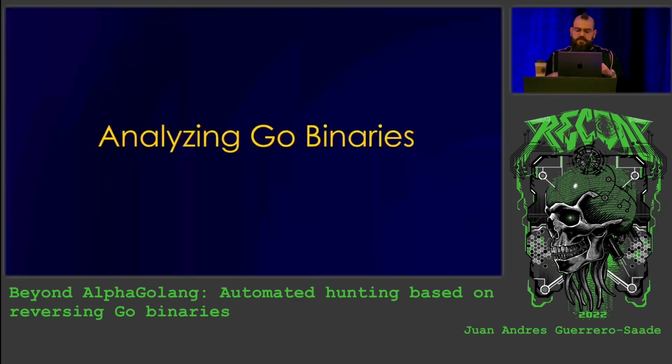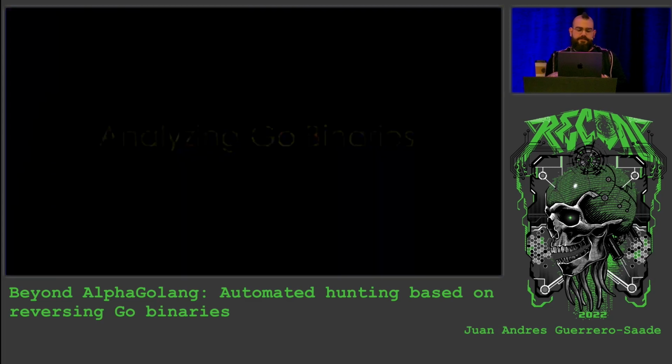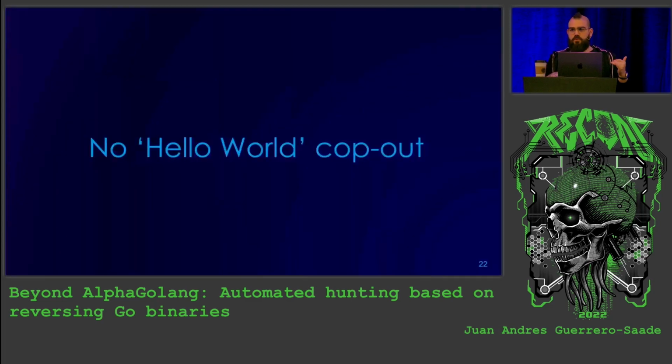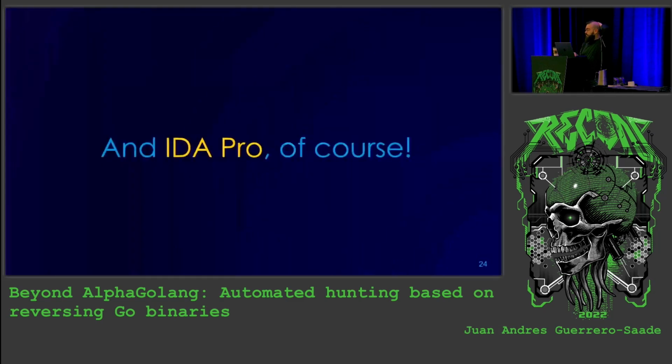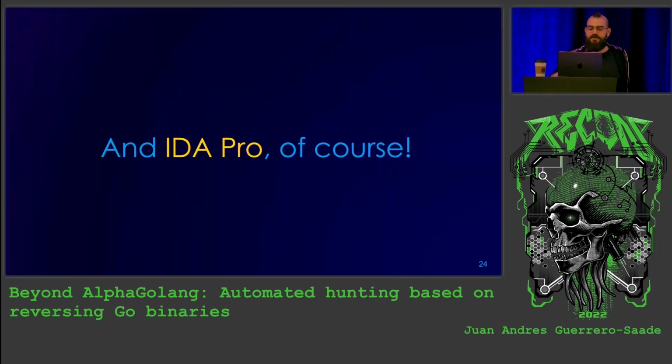So okay, let's get to the more interesting stuff. How do we analyze Go binaries? We're not doing a hello world cop-out. All the images and examples are going to be real malware. And of course, we're going to be using IDA Pro. Peter, forgive me, Binary Ninja is so much better, but old habits die hard. We're definitely not doing Ghidra. Those are government handouts.